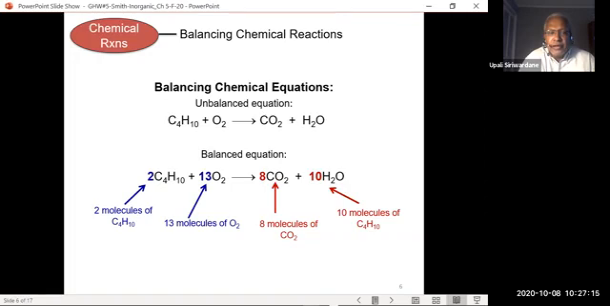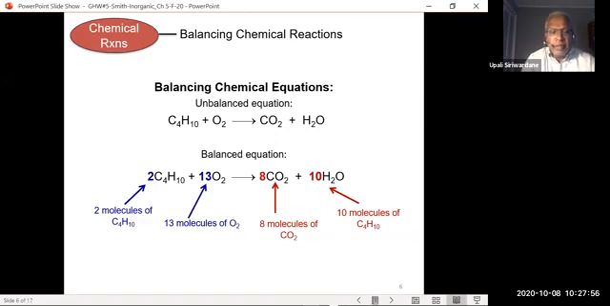So 13 is not a half number. Therefore, 13 cannot be divided by 2. So we have to multiply whole equation by 2. So then that 13 divided by 2 goes away. So we get 2 C4H10 and 13 oxygen and 8 carbon dioxide plus 10 water molecules.